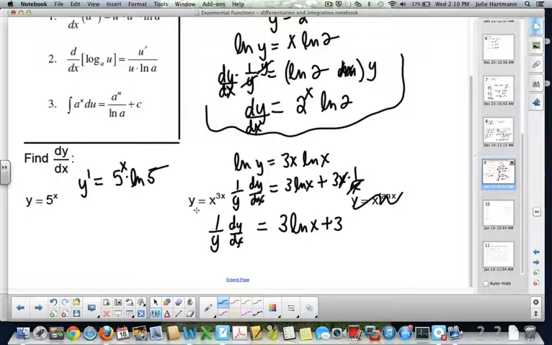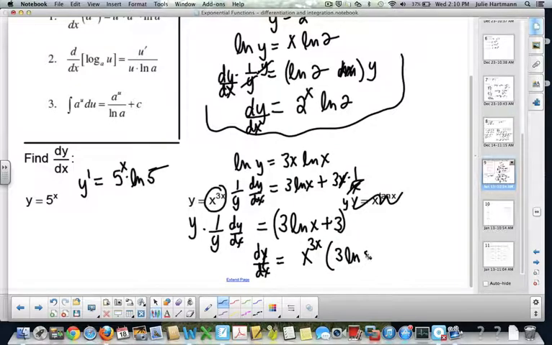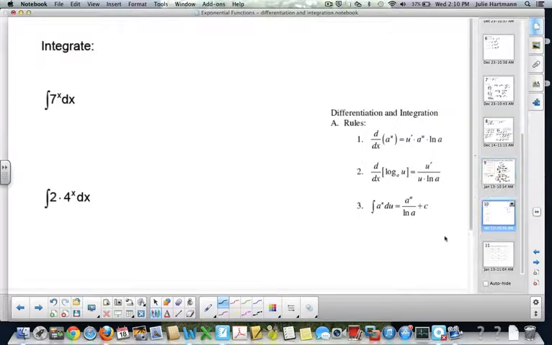And then you have to multiply both sides times y. When you multiply by y, that is multiplying by x to the 3x. So dy, oops, that's a y, dy dx equals x to the 3x times 3 ln of x plus 3. Okay, so you're going to practice some of those on your homework.